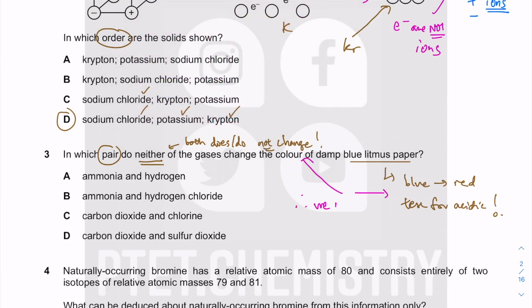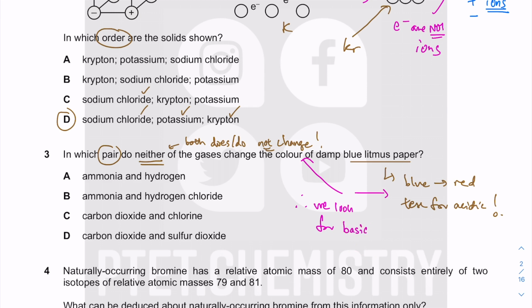Therefore, we look for acids, or we look for acidic gas. If you are acidic gas, you turn blue litmus paper to red, because there's a test. Hang on, am I correct? Blue turning to red is a test for acid. You do not change the color because you are basic. That makes sense. So we are looking for basic or alkaline gas.